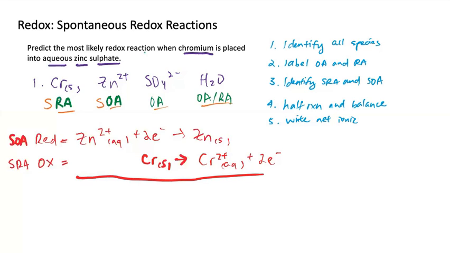The 2 electrons and 2 electrons are the same, so they're gone, and I don't need to find common factors. Then I'll just write it down now. Zn2+ plus Cr, chromium solid, gives us the Zn solid and the Cr2+ aqueous. And we're done.